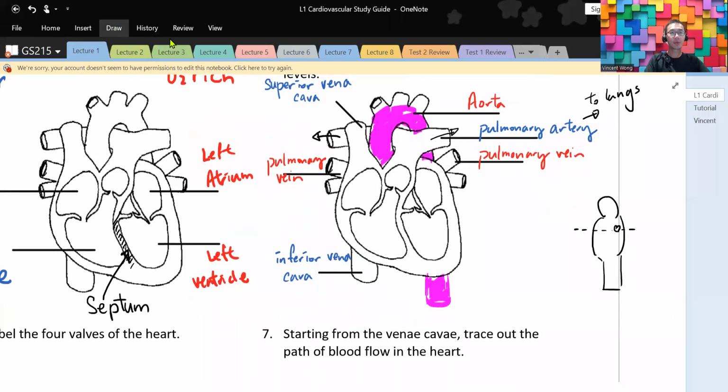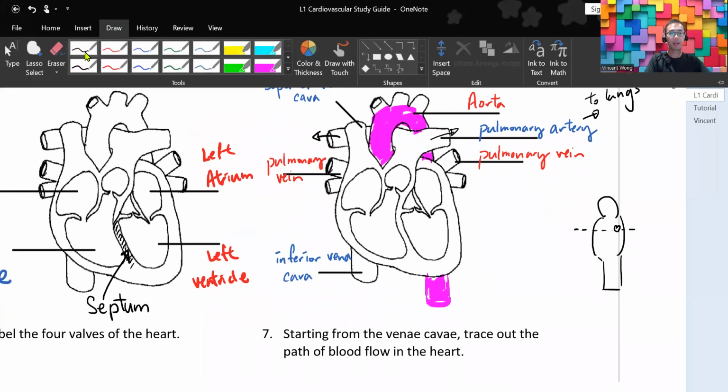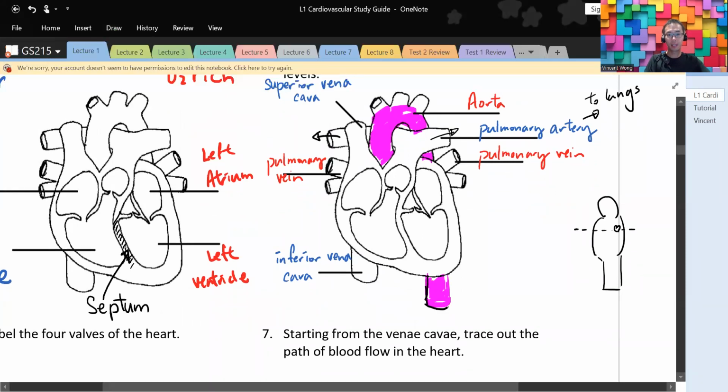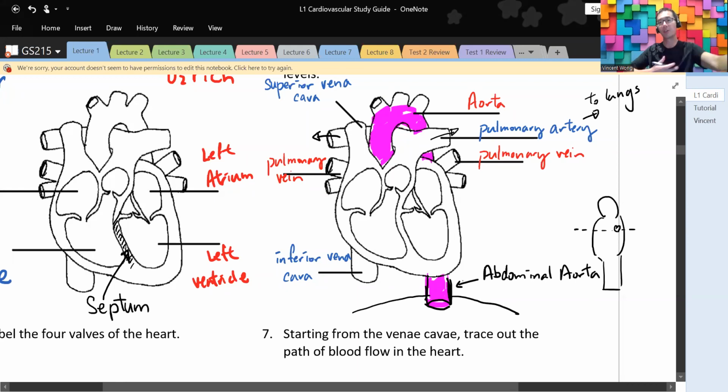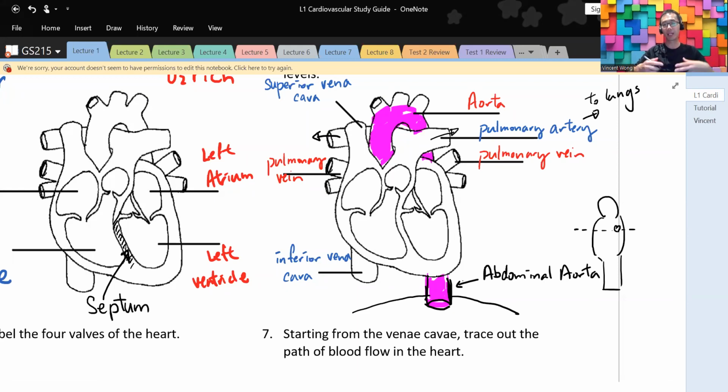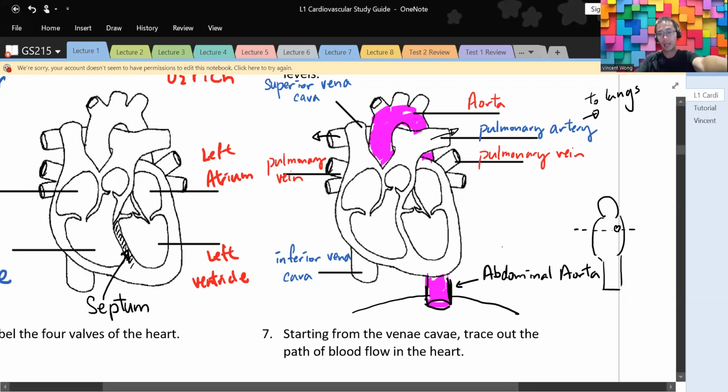Okay? So that right here is going to be your abdominal aorta. Okay, it's gonna go through your diaphragm. Do you guys know diaphragm, right? The muscle that separates your chest cavity from all your guts, right? So it will go through the diaphragm right here. Okay, and the blood will go down.